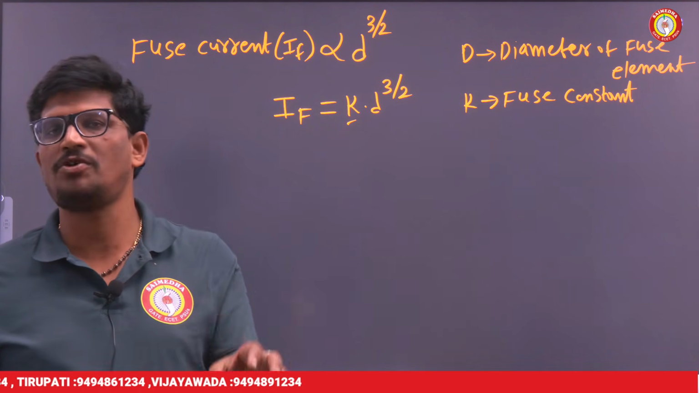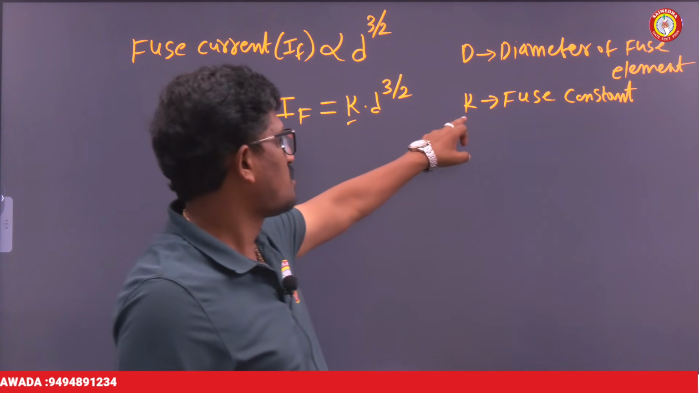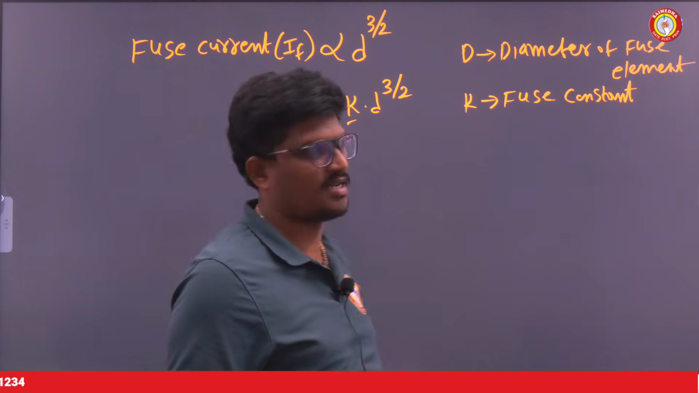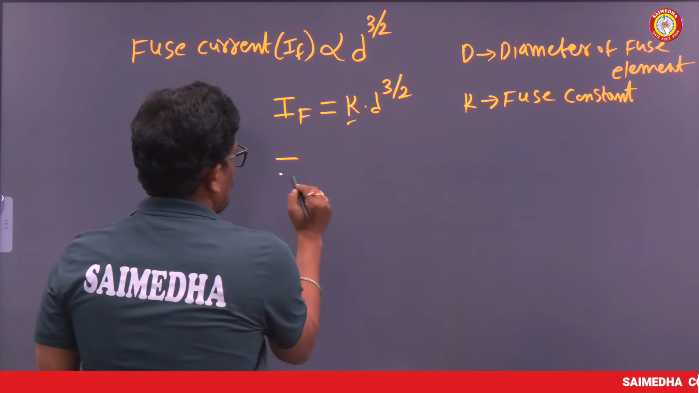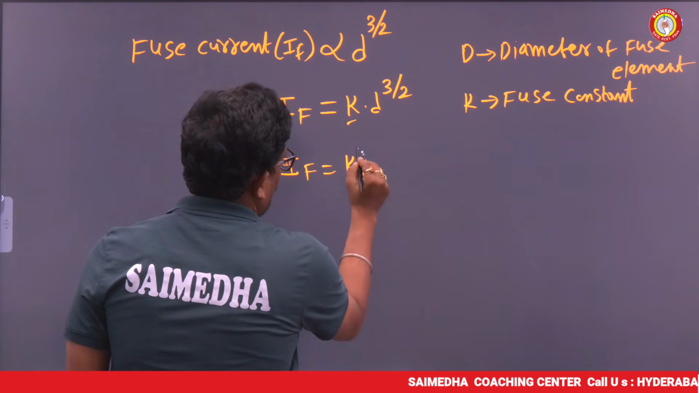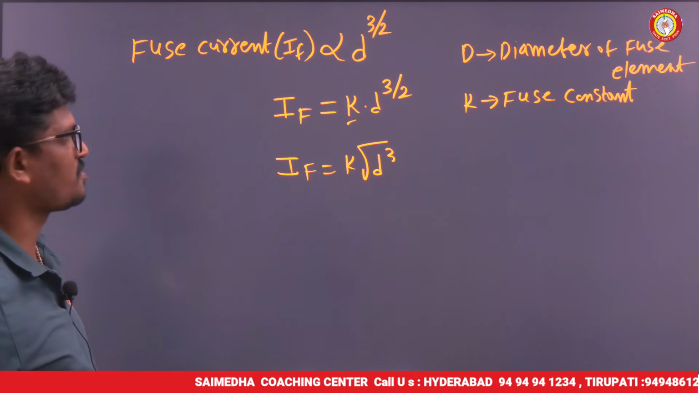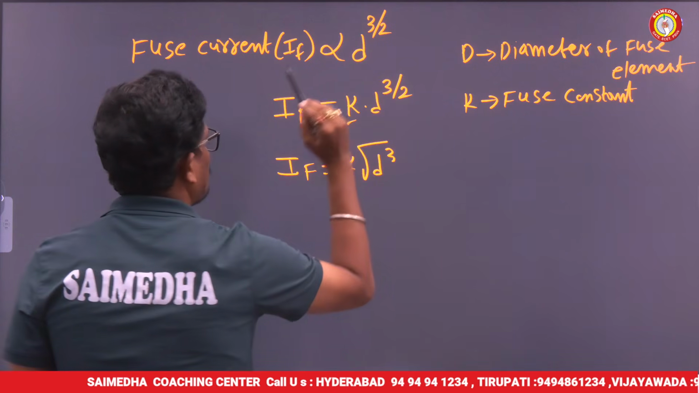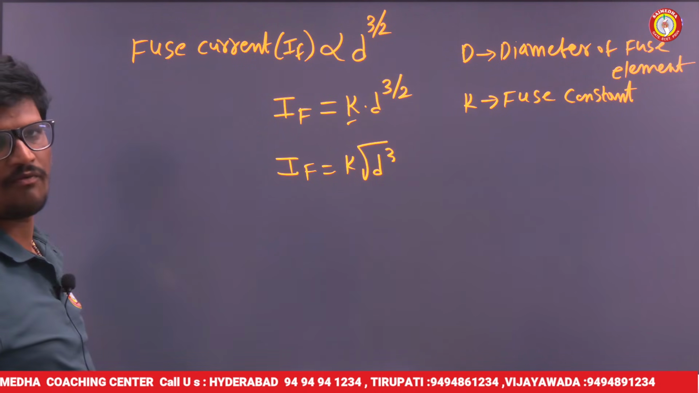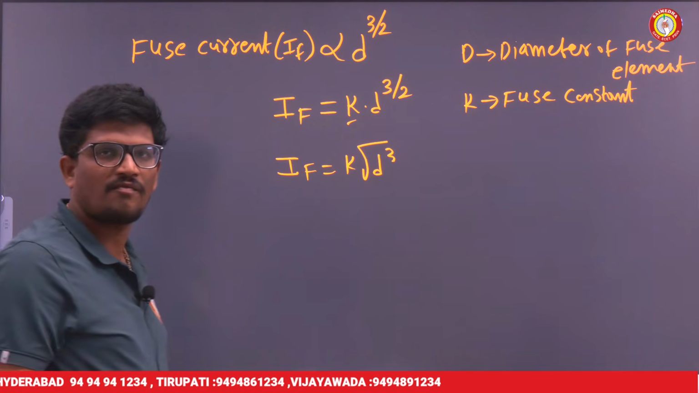That depends upon the fuse material; the K value may change. That's why K is nothing but the fuse constant. We can simplify a bit more and write fuse current equals K root of D power of 3/2. So any kind of problem, any kind of formula we can expect in the examination. This is the concept of fuse.